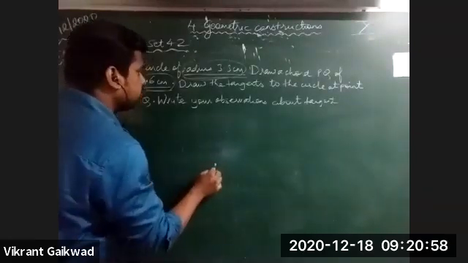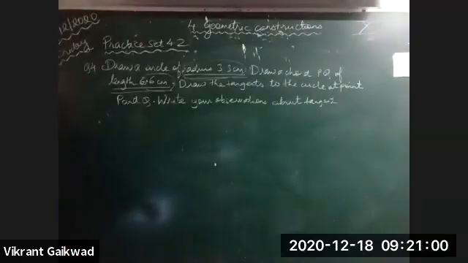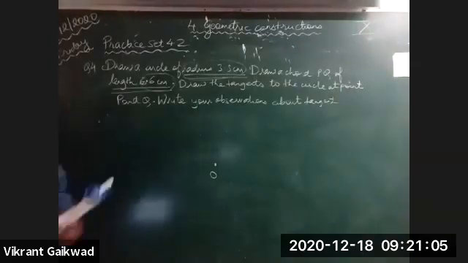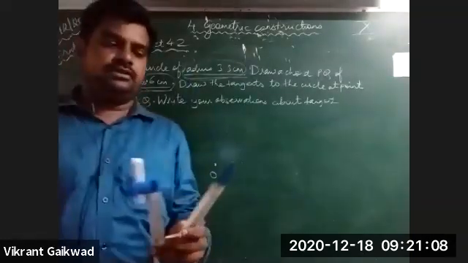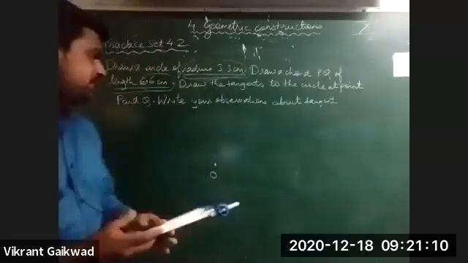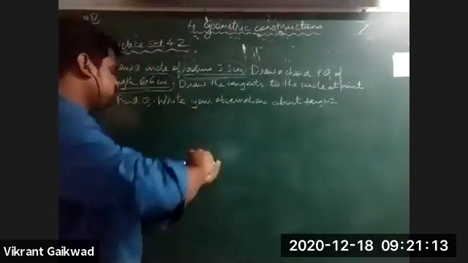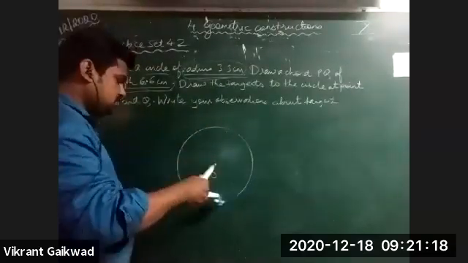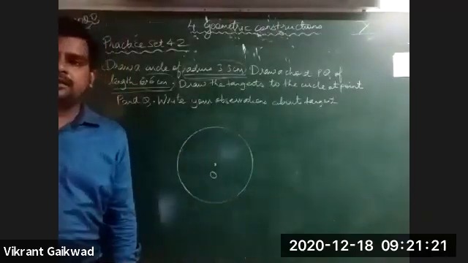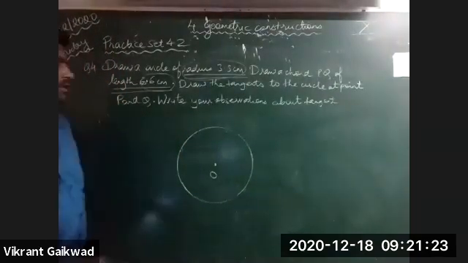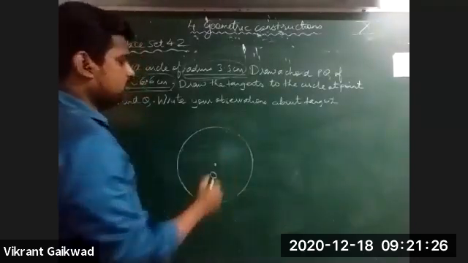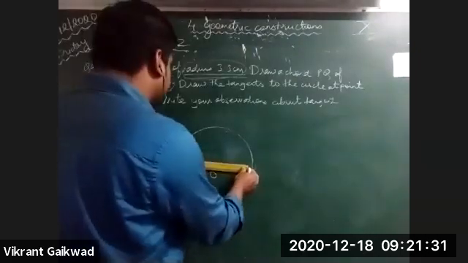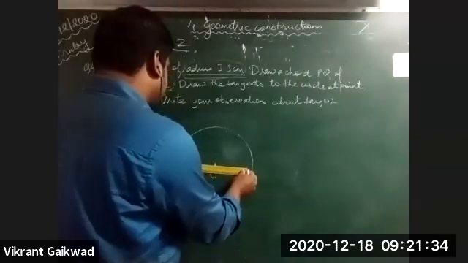Now check. I'm taking any point O. And I'm going to take a distance of 3.3 centimeters from O and draw the circle. Is this clear? Now I've drawn the circle. I'm going to draw the chord. Now, the chord is the diameter.